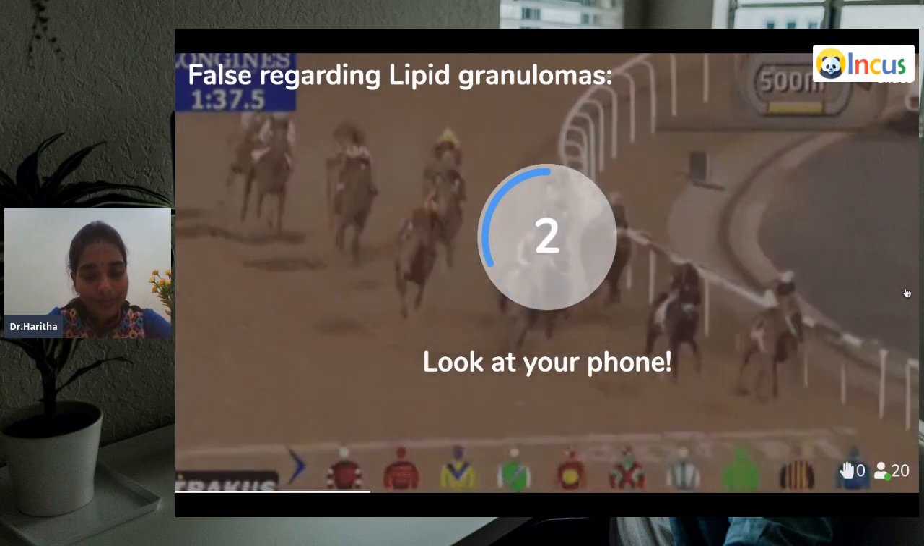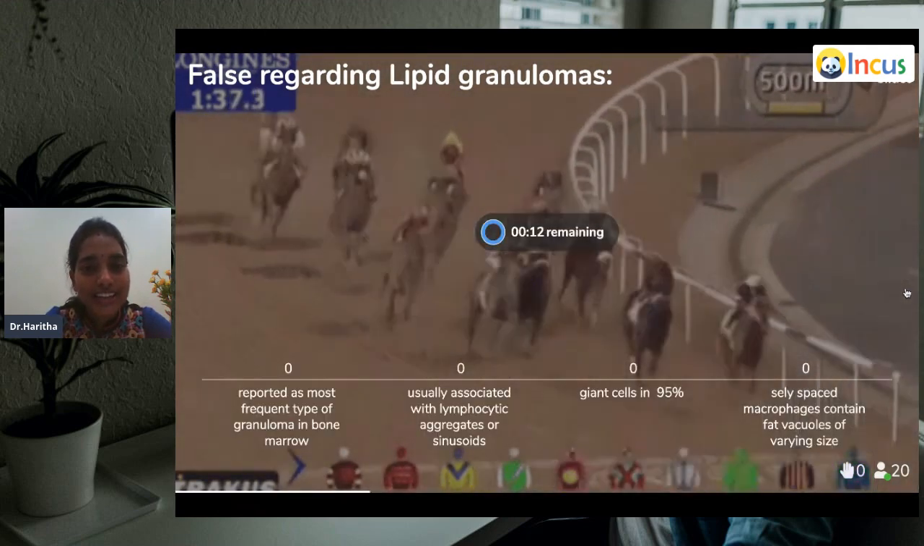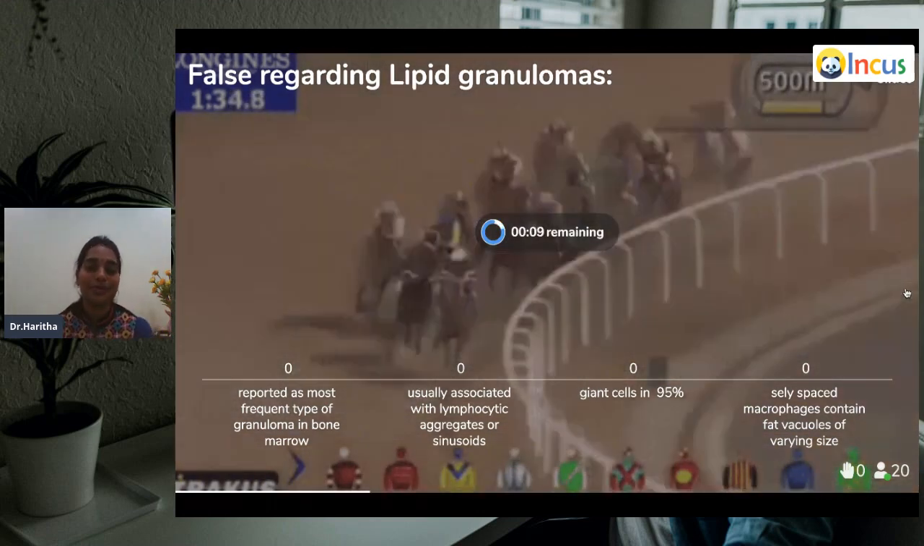Sixth question. This is a favorite question. False regarding lipid granulomas. We can talk about it.